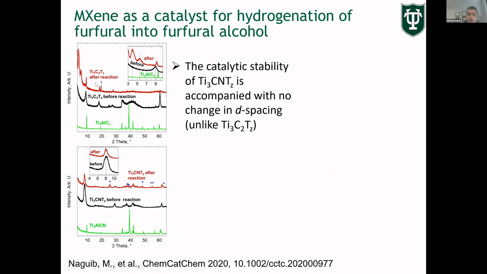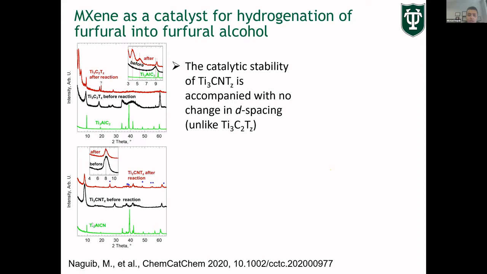Actually, if you look at the inset and compare the two insets of those two X-rays, you will see the 002 peak of the MXene before even the reaction here at 8 degrees for titanium carbonitride and at around 9 degrees for titanium carbide. This suggests that the titanium carbonitride is already pre-intercalated with something, because as MAX phases, they all have almost the same c lattice parameter. So this suggests that titanium carbonitride is already pre-intercalated.